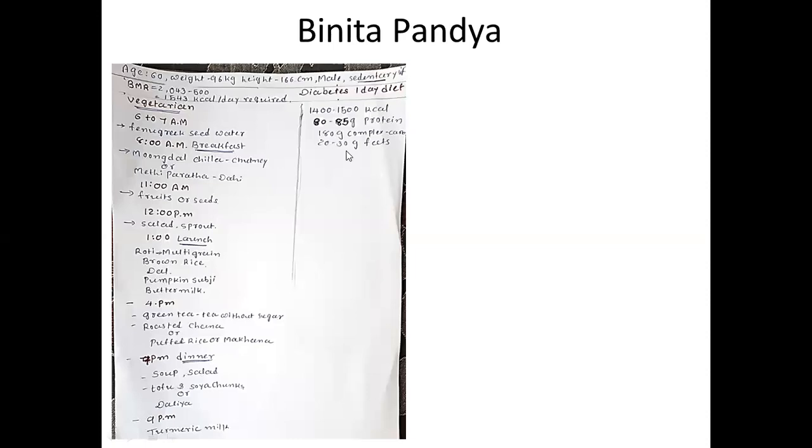Calories she hasn't mentioned, but almost, if you look at the entire, is it visible to all? The calorie range is between 1400 to 1500 kilocalories, which is pretty good. And protein she has maintained around 80 to 85 gram. That is also good. 180 gram of complex carbohydrates throughout the day. 20 to 30 gram of fat. That is also fine.